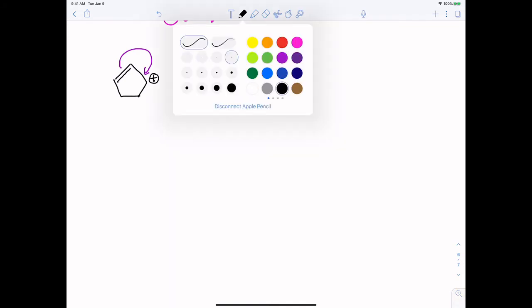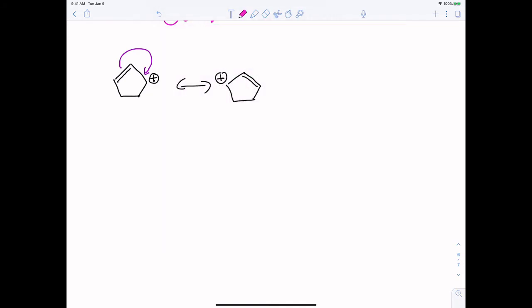Is one better than the other? And they're actually not, right? Both of these have a non-octet atom. The carbon in both cases that has the formal positive charge isn't octet. It has one hydrogen on it. So they both have the same separation of charge, and they both have the positive on carbon. So these are equivalent. They would contribute equally to the hybrid.